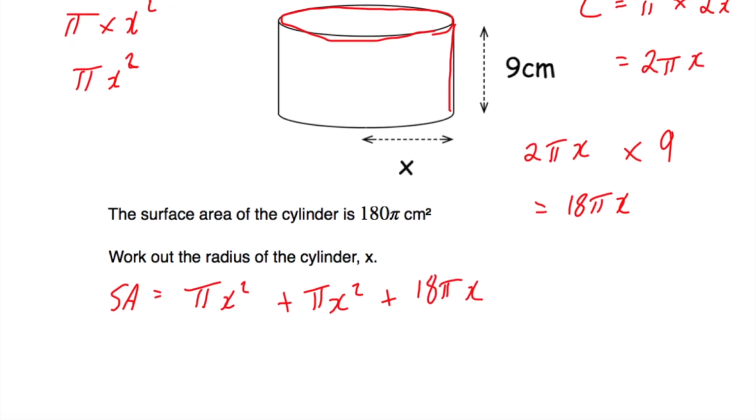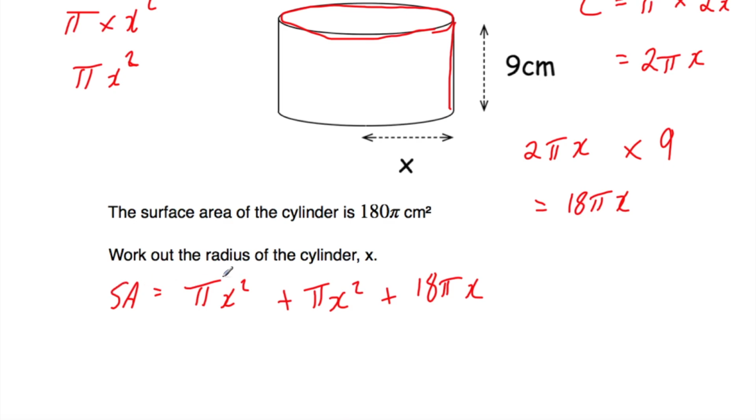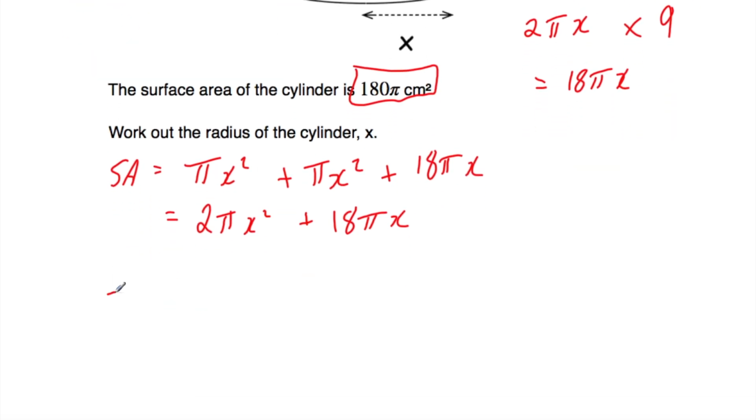So this is great. We now know that the surface area of the cylinder is equal to pi x squared plus pi x squared. Well, that's going to be 2 pi x squared. Let's write that down: 2 pi x squared plus 18 pi x. So that's our expression for the surface area of the cylinder. But we know the surface area of the cylinder is equal to 180 pi. So let's put this equal to 180 pi. So 2 pi x squared plus 18 pi x is equal to 180 pi. Okay, so let's solve this equation.